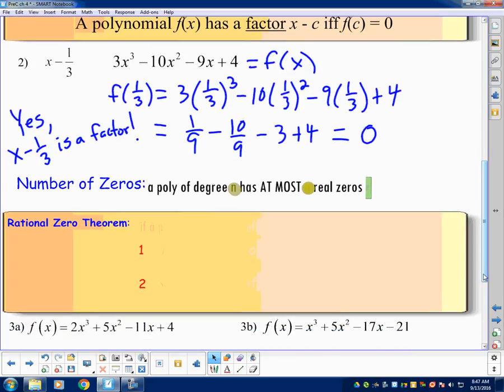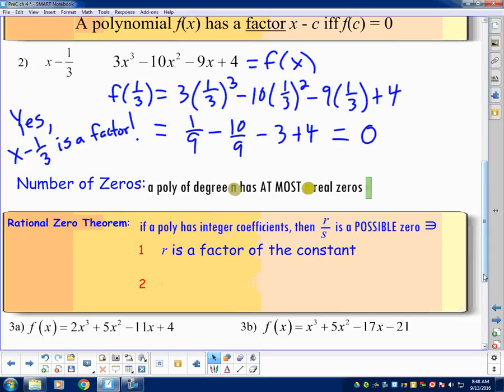Another theorem here. So rational zero theorem. It says if a polynomial has integer coefficients, then r over s is a possible zero. This symbol means such that. That symbol means such that r is a factor of the constant. S is a factor of the leading coefficient. I'll show you what I mean. This is what our learning target is today, to use this idea to factor third degree and higher polynomials. It gives us the possible factors.